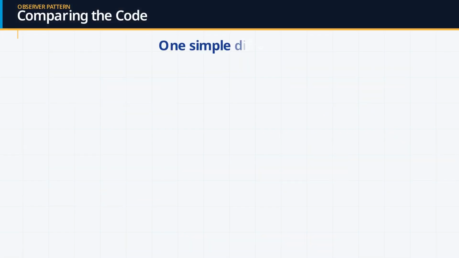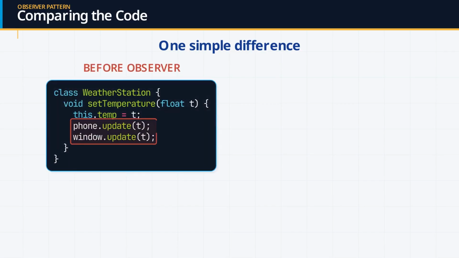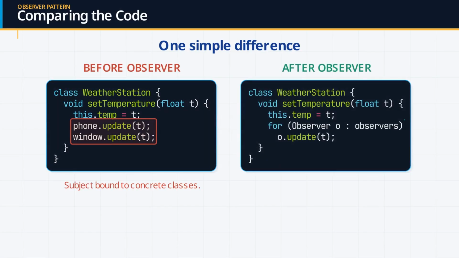Let's compare the code. Before the observer, weather station calls phone.update and window.update directly. The subject is tightly bound to concrete classes, so every new display forces us to change this code. After the observer, a single simple loop calls update on each observer. The subject is now completely decoupled from whoever is listening.